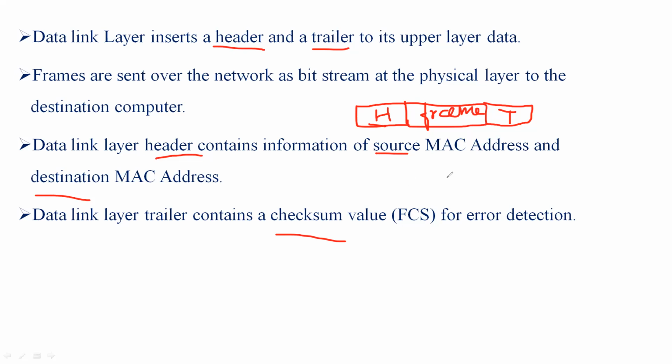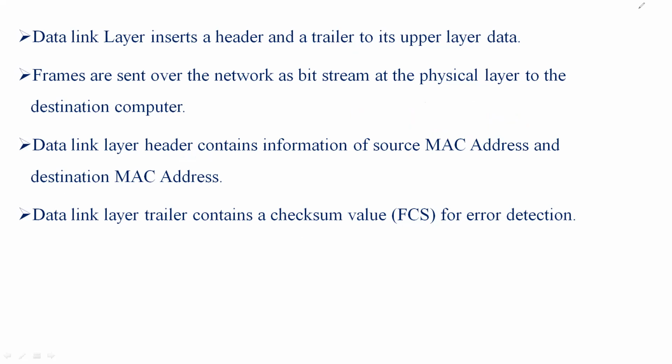So at this trailer end, we'll have a checksum value in order to check for any error. If there is any error, this checksum value will indicate it and eventually detect the particular error. So this is the data link layer.